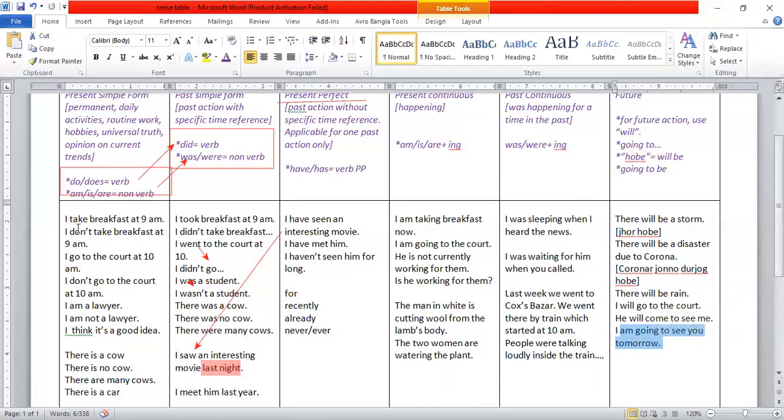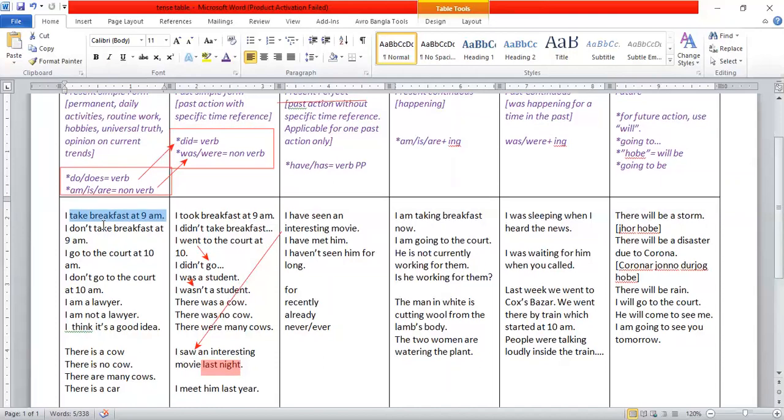For example, as I said, I take breakfast at 9 a.m. In Bengali, ami pratidin 9 khai. In Hindi, मैं 9 baje नाश्ता करता हूँ. So that's regular stuff. They use present form of verb. And for a non-verb, you use do or does for both question and negative. Similarly, verb, did, non-verb was where.